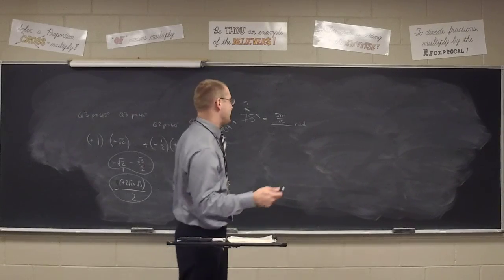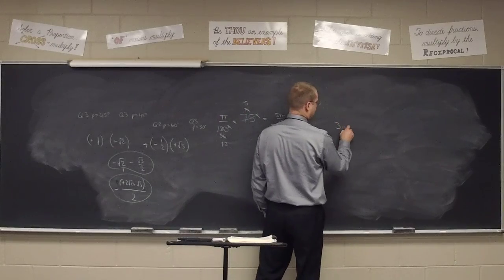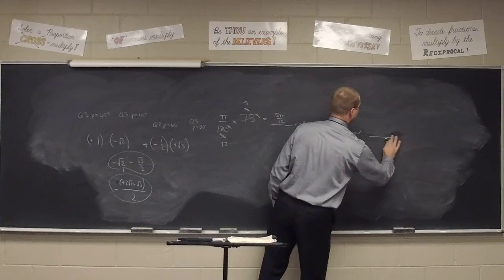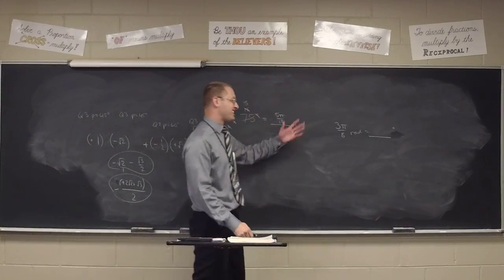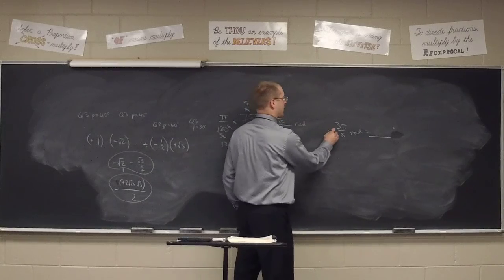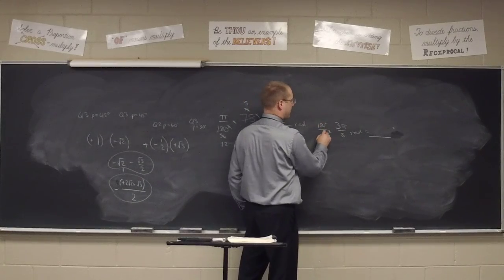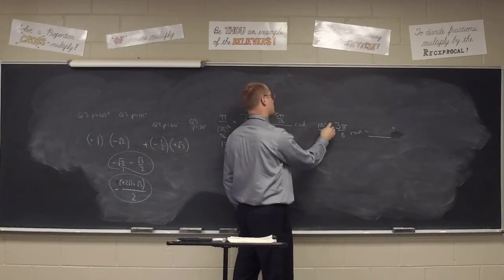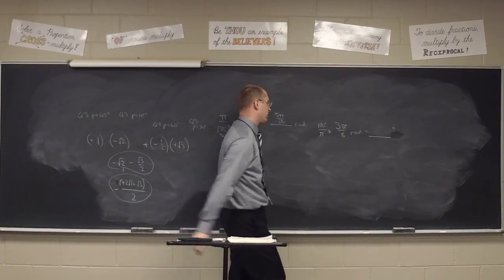What if I had radians? Maybe I had 3 pi over 8 radians, and I want to convert that into degrees, class. Multiply by 180 degrees over pi. That'll allow the pi's to cancel. Then just multiply 180 times 3 and divide the 8 out.